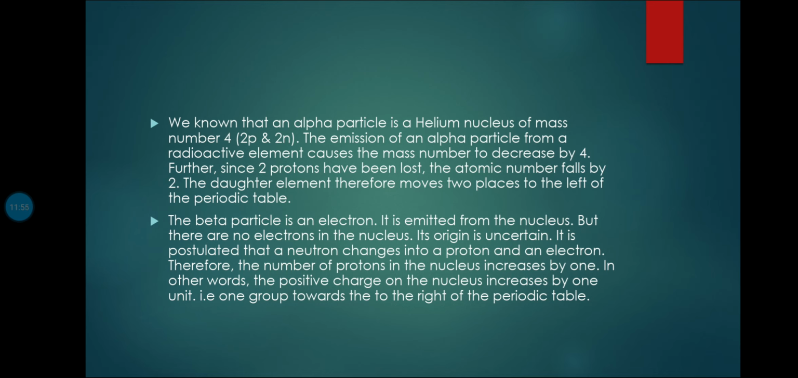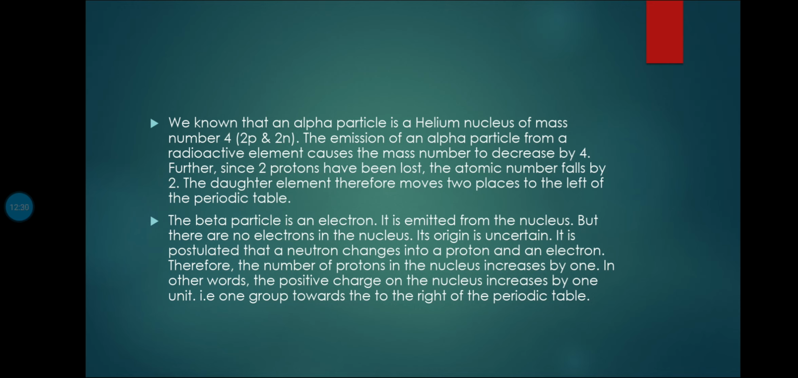We know that an alpha particle is a helium nucleus of mass number 4, that is, mass number 4 indicates that there are 2 protons and 2 neutrons. The emission of an alpha particle from a radioactive element causes the mass number to decrease by 4. Further, since 2 protons have been lost, the atomic number falls by 2. The daughter element therefore moves 2 places to the left of the periodic table.